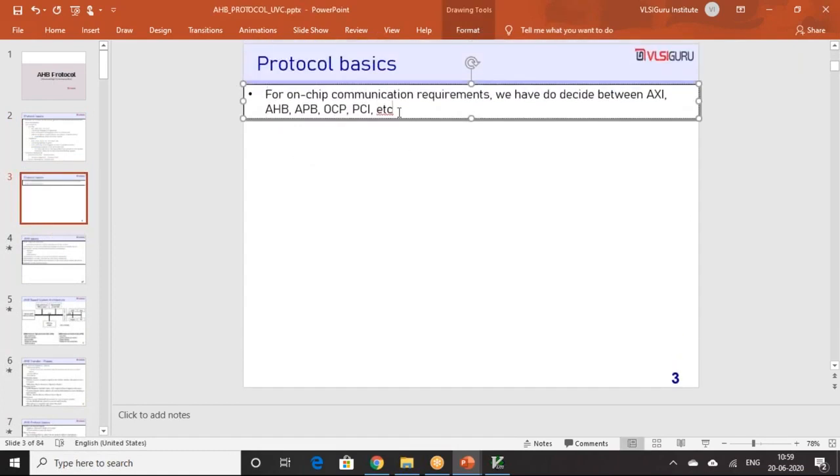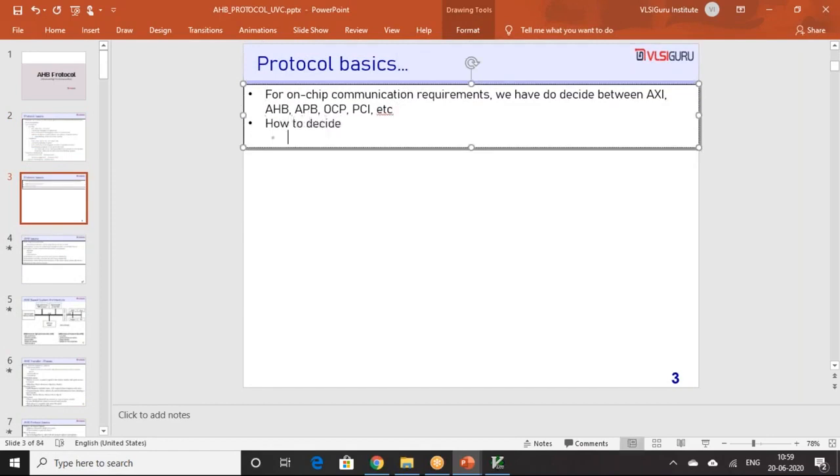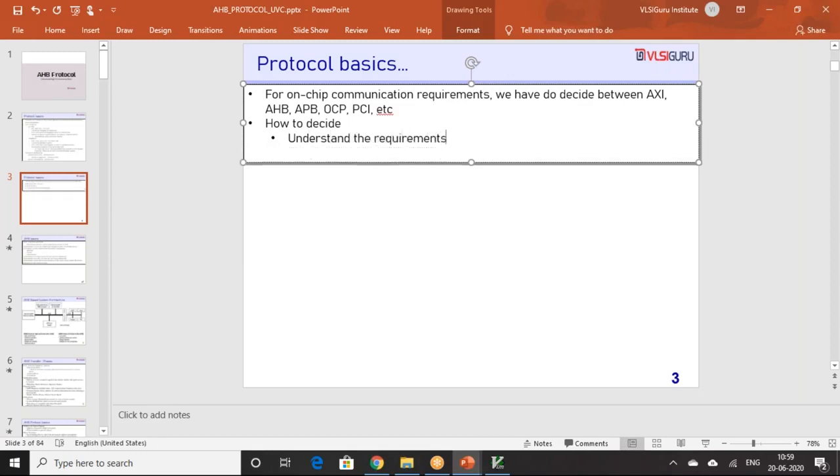So how do I decide whether to go for AXI or AHB? How to decide? First, understand the requirements. Do I want high performance or low performance? Because sometimes we are okay to get low performance also.